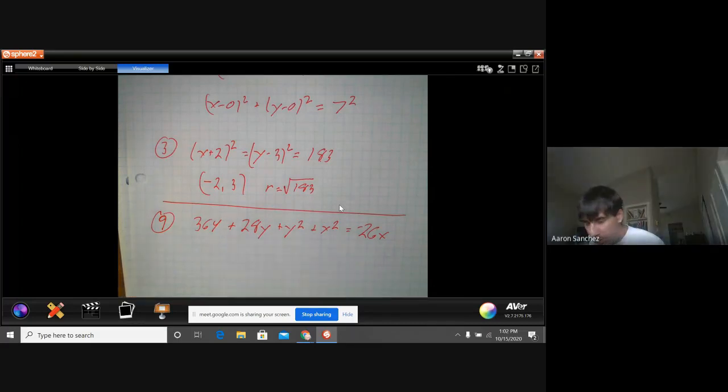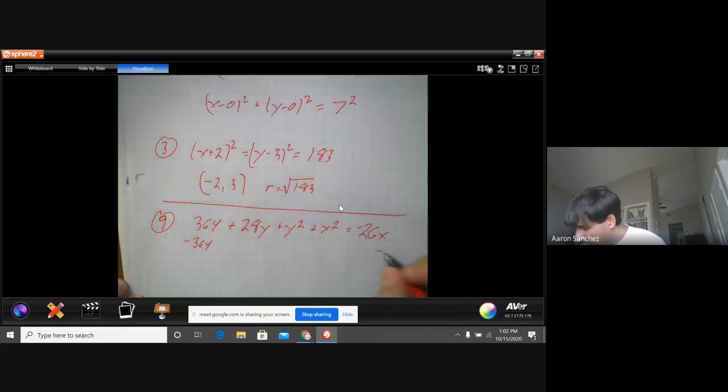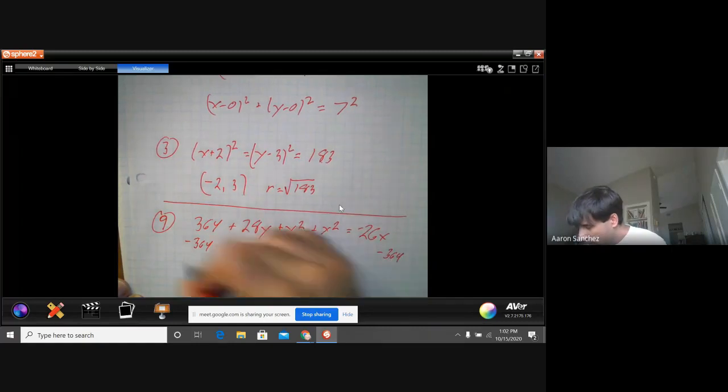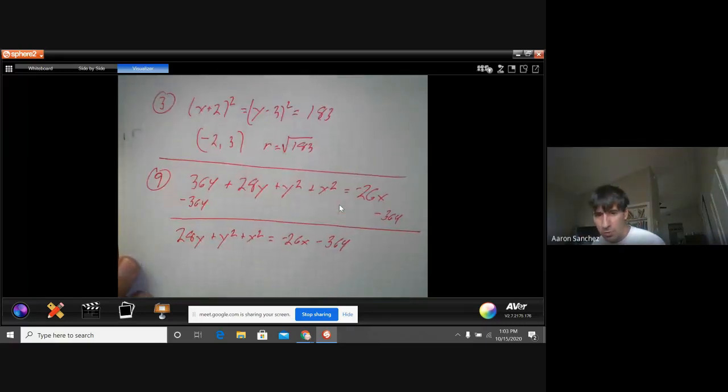Let's bring the x's and the y's together. First, I'm going to do this one step at a time. Let's bring the negative 364 over here. Okay, bring it over there. So now it's 28y plus y squared plus x squared equals negative 26x minus 364. First step, bring the 364 over there.